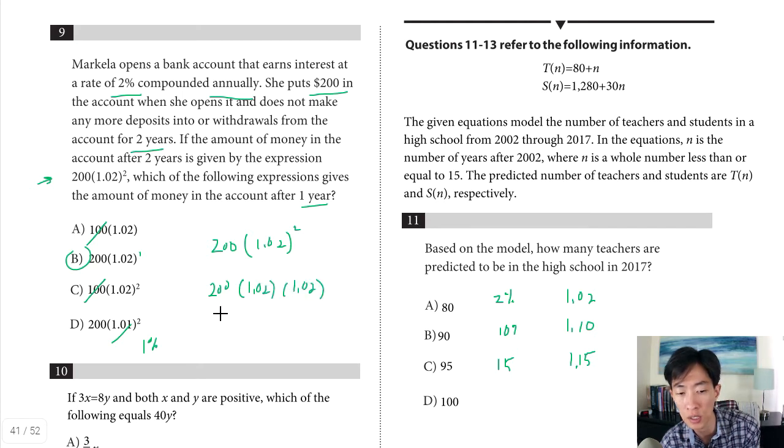Because for every year, you're getting an increase of 2% added on to the original. And so that's what's going on.